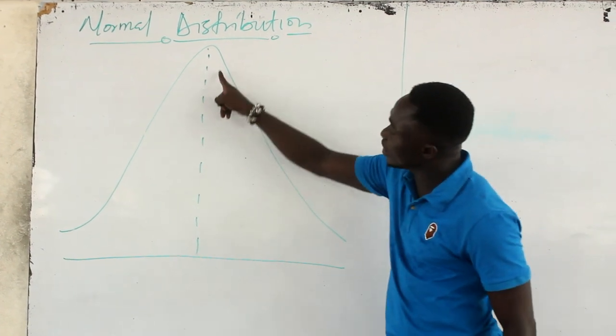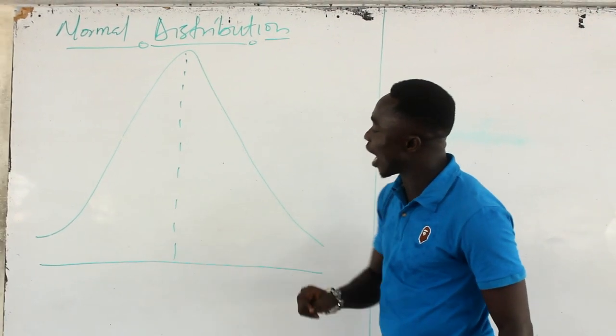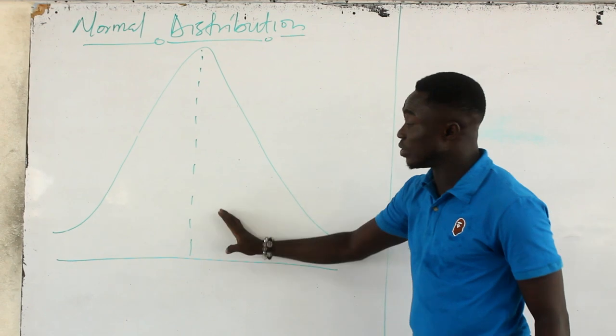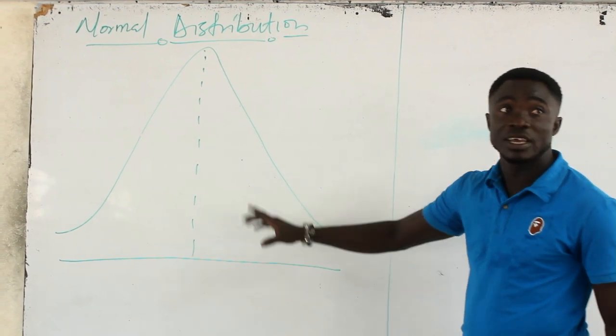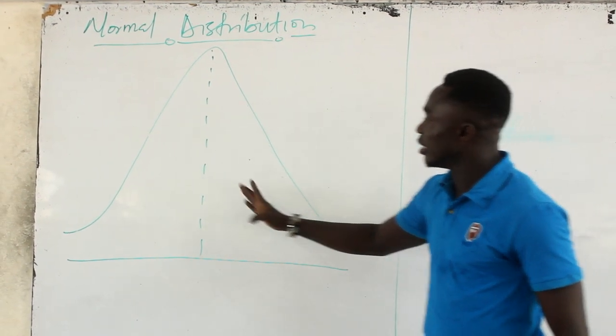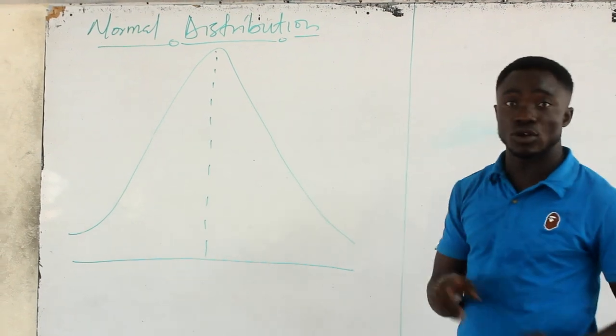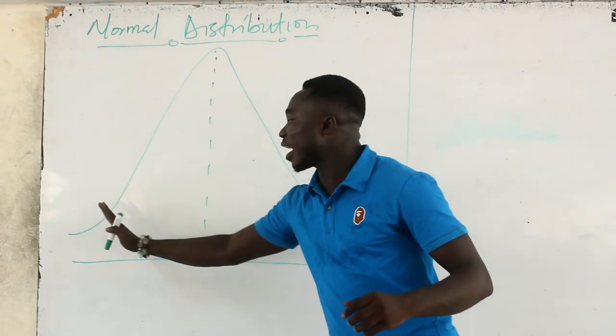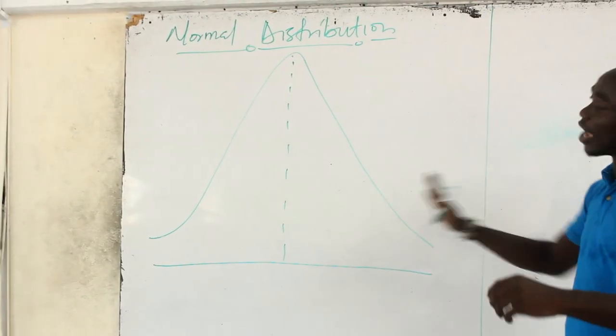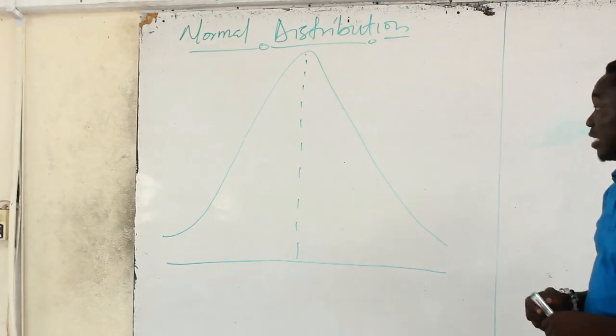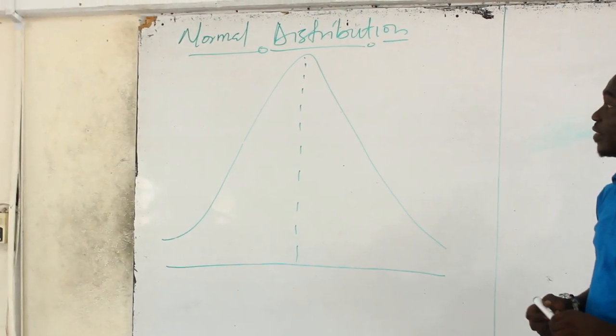Now, if this curve is divided into two equal parts, which is the line of symmetry, it means that the normal distribution curve is symmetrical in nature. Therefore, since the area is equal to 1, half of the curve will be 0.5 and the other half of the curve will be 0.5. How do we react?